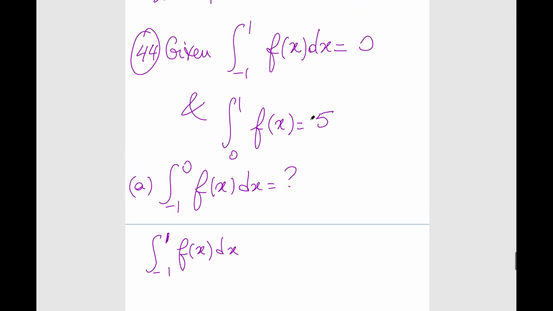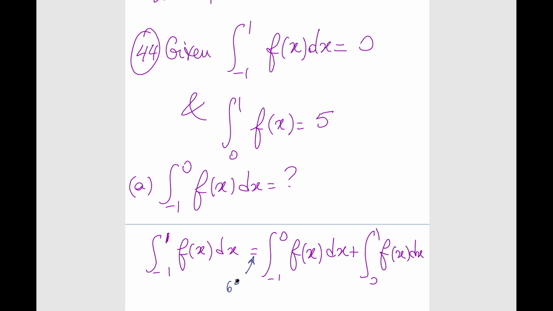What do you think? Apparently it should be 0, right? The only other information I have is when the bound is 0. So how about we split this at 0? So we get the integral from minus 1 to 0 f x dx plus the integral from 0 to 1 f x dx. Why is that again? This is by property 6. Correct?